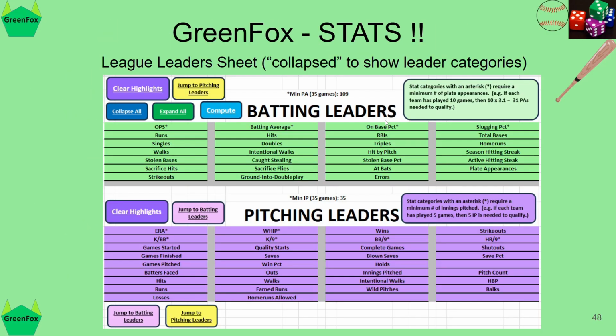So here are the league leaders in a collapsed view, where you can see all the different categories for each batting and pitching. I apologize, this purple's a little bit loud when you just see all the headers, so maybe you have to put your sunglasses on to look at this. But you can see there's a lot of categories that it computes leaders for, and those with the asterisk are those that it applies a minimum number of plate appearances or innings pitched to qualify for those particular statistical categories.